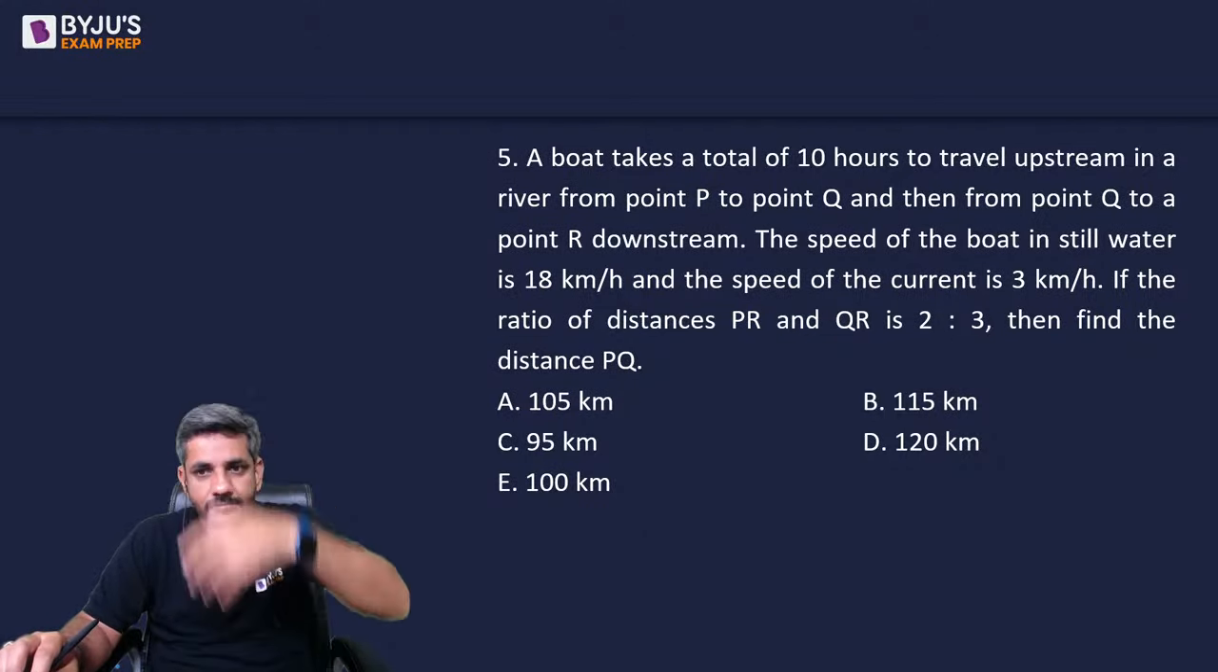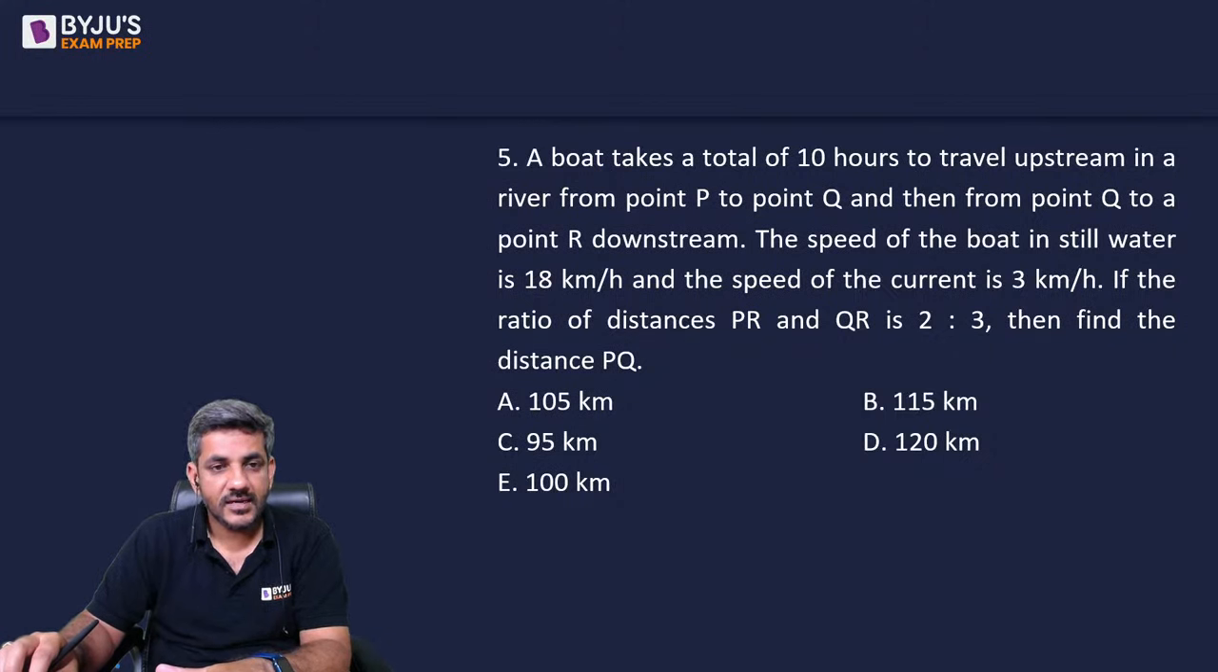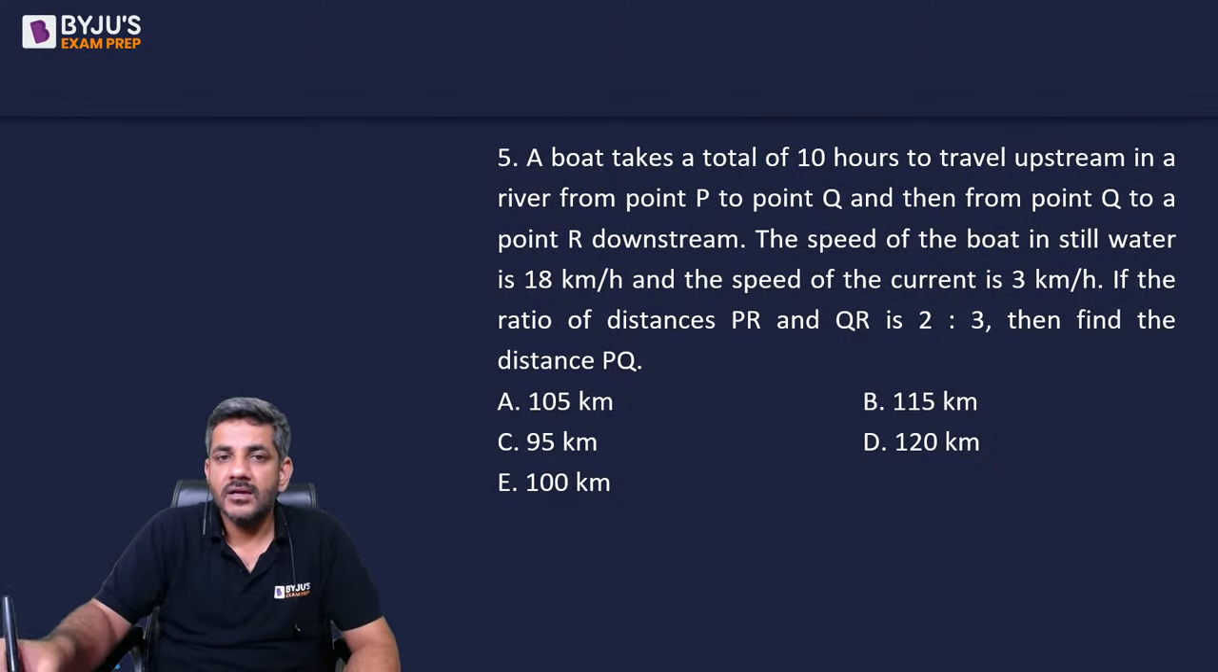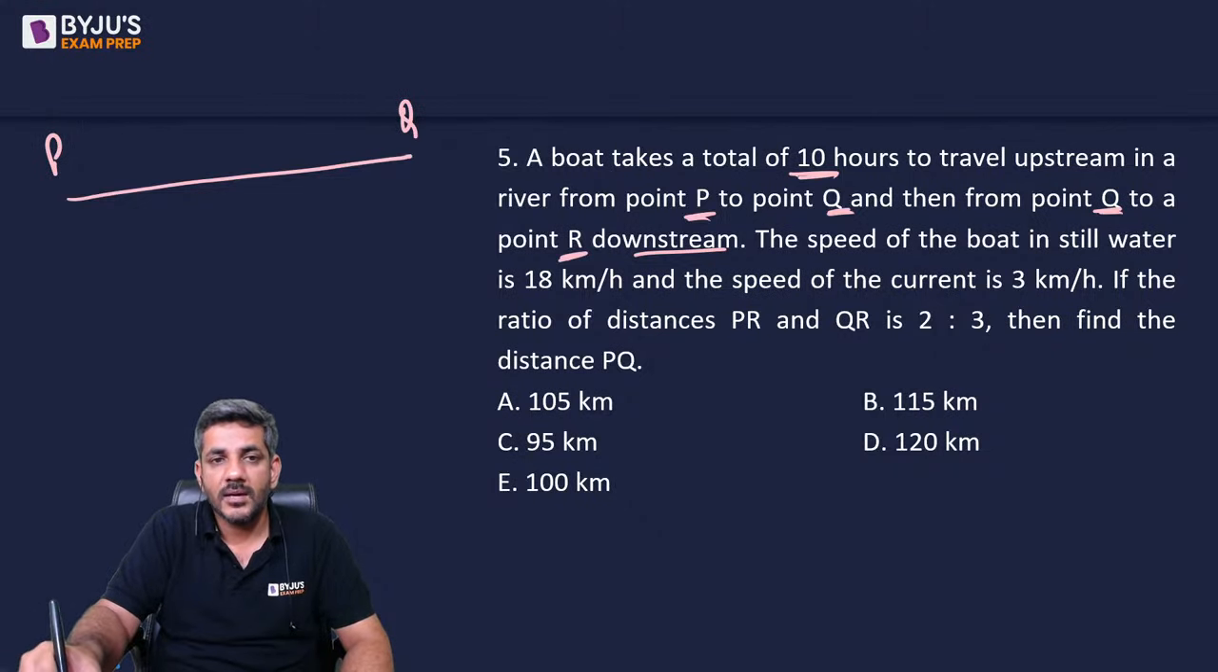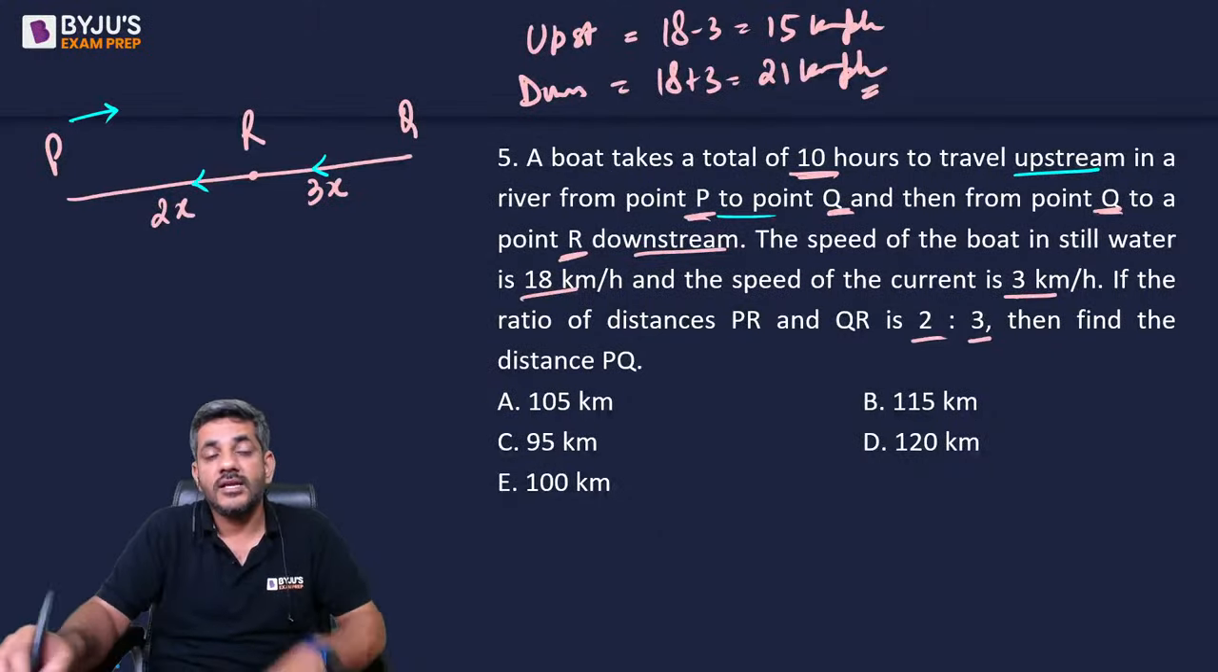Okay, so I'm sure now all of you have tried this question. Let us start doing it together. So what does the question say? A boat takes a total of 10 hours to travel upstream in a river from point P to point Q and then from point Q to point R downstream. So the boat goes from point P to point Q, but while coming back, it comes to some point R. From P to Q, the river is actually upstream for him, right? He came back to R and the total time taken is 10 hours.